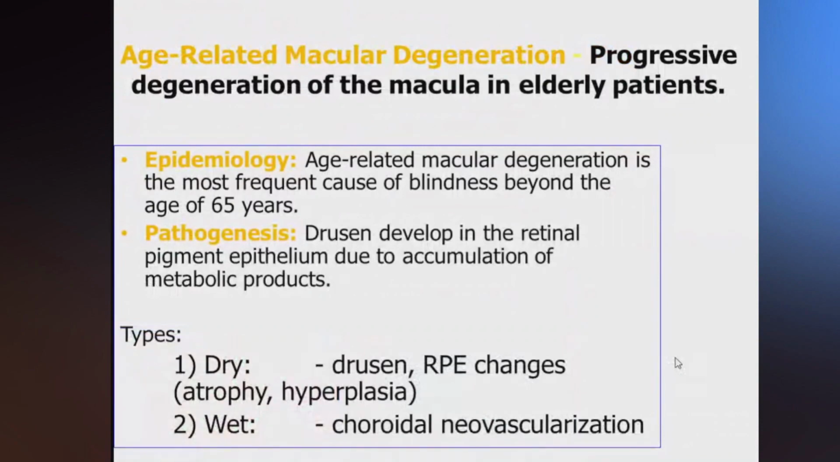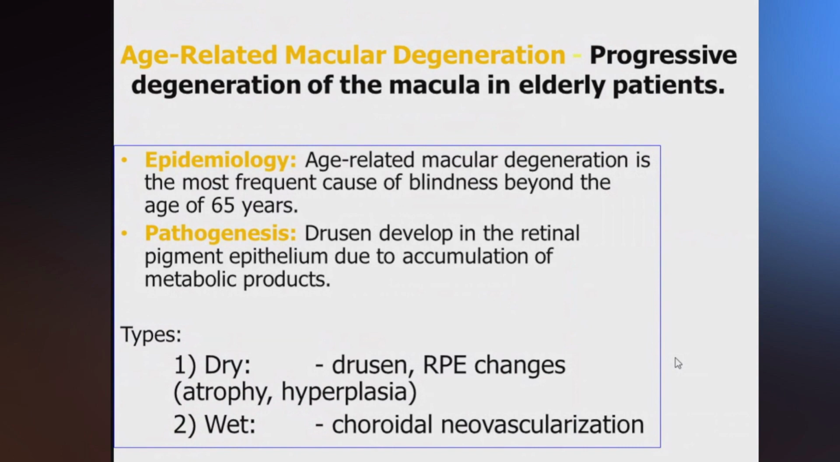So, at first, a disease to which I would like to pay your attention, age-related macular degeneration. This is one of the most important causes of visual disability in European countries. This is progressive degeneration of the macular area in elderly people. You know that our population becomes older and older. That's why we can see these diseases more often.